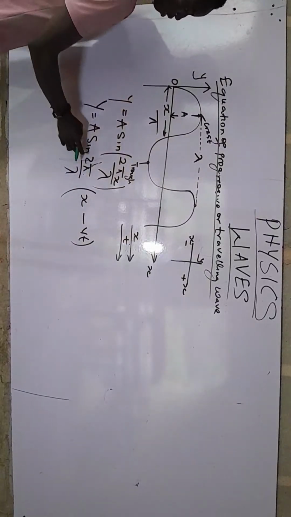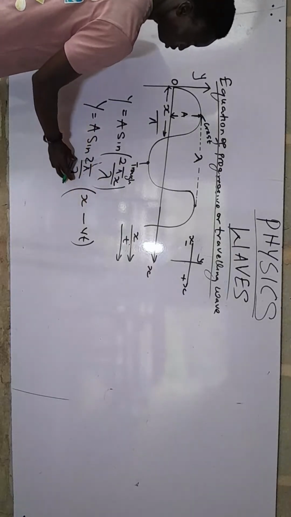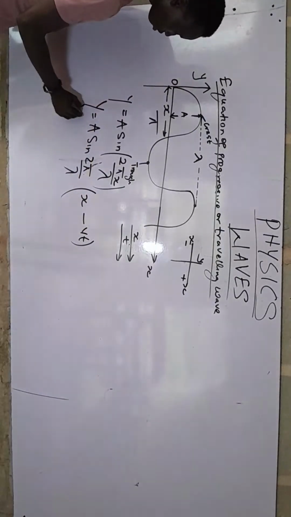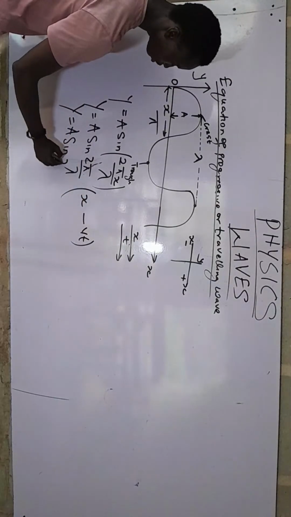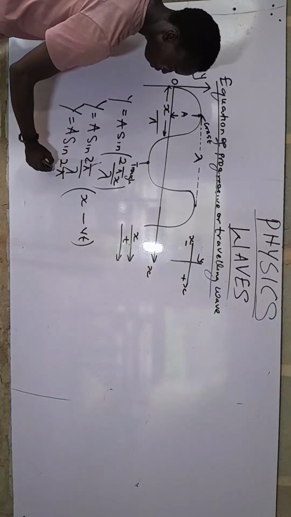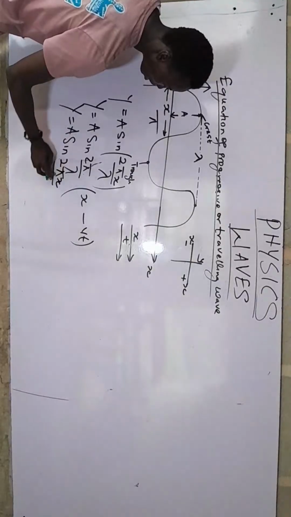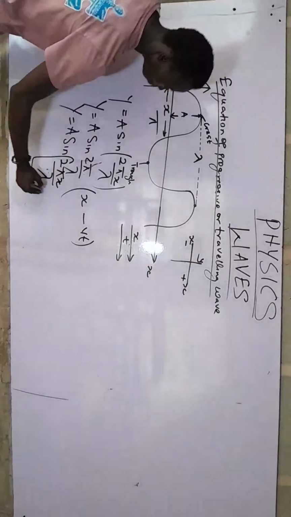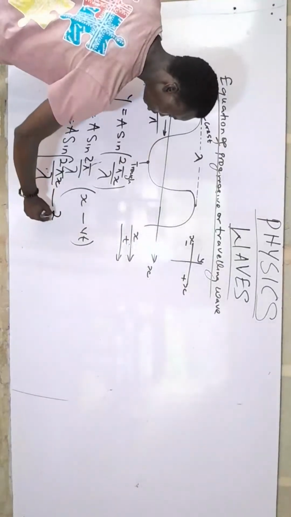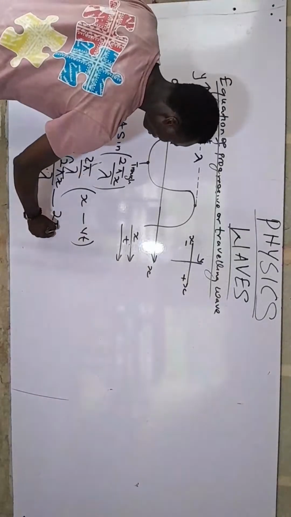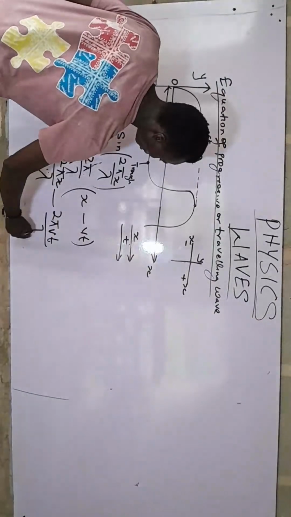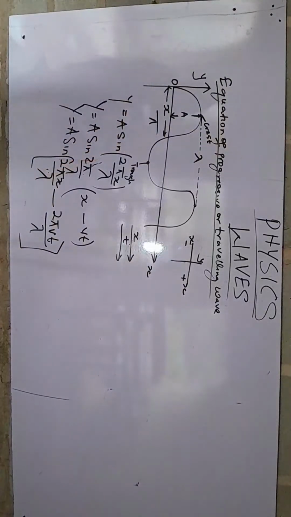But if we continue to write this expression, if you use this one to multiply this, we are going to have y equals a sine. Use this to multiply this, we are going to have 2 pi followed by x over lambda, close the bracket, minus 2 pi followed by vt over lambda in that place. That is the wavelength. So don't forget that we are actually deriving. That is what we are doing right now.